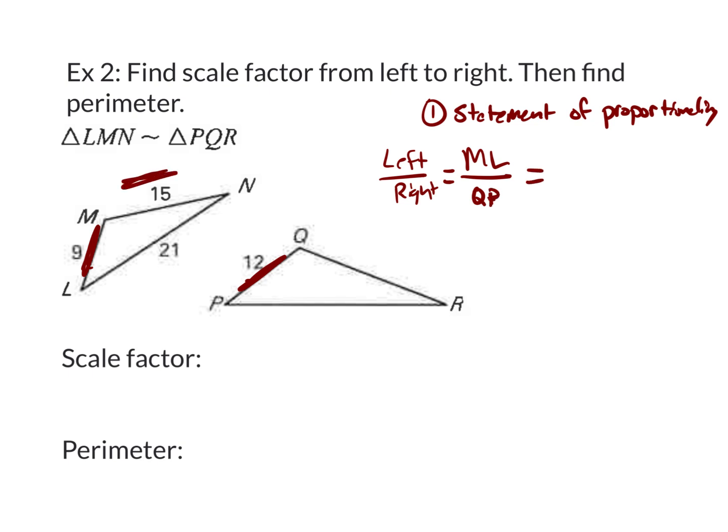Then I'm going to do MN over which one? QR. And then LN is going to go with that PR. Okay.